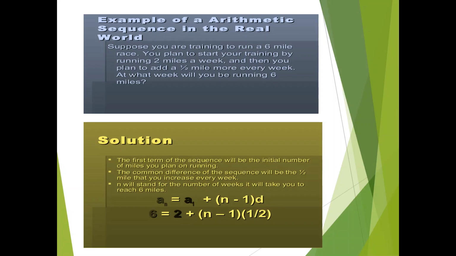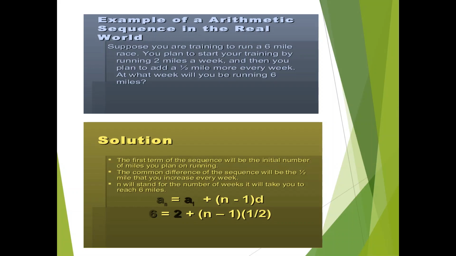The solution is, the first term of the sequence will be the initial number of miles you plan on running. The common difference of the sequence will be the half mile that you increase every week. N will stand for the number of weeks it will take you to reach 6 miles.